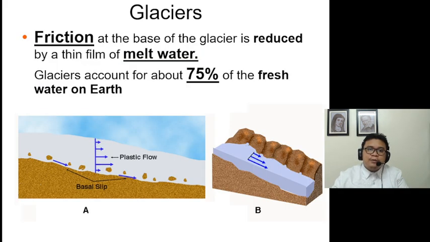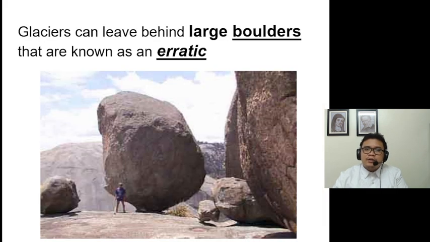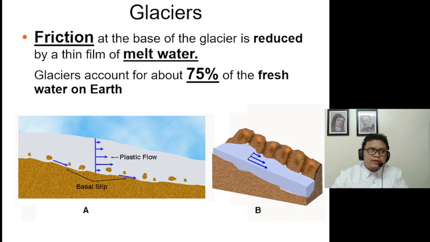Glaciers leave scratches along the rocks through friction. For example, when glaciers move due to the influence of gravity, they leave scratches along the rocks, which we commonly call the glacial striations.